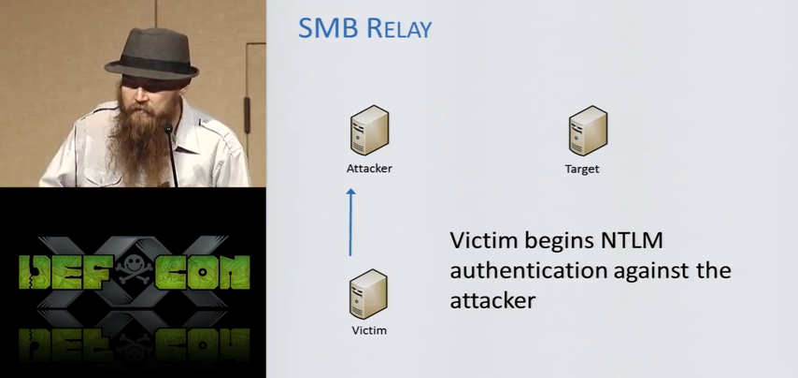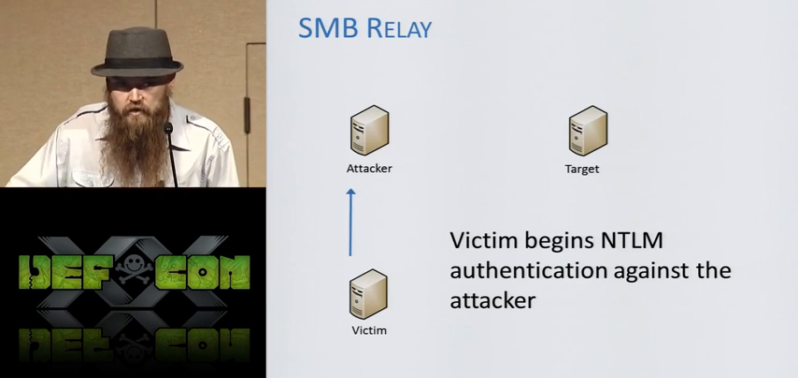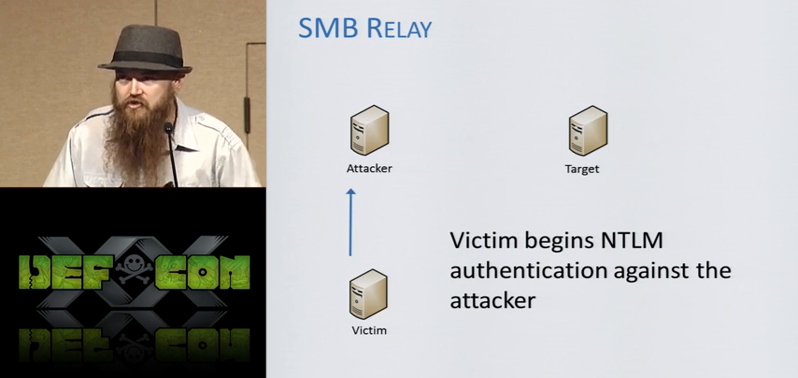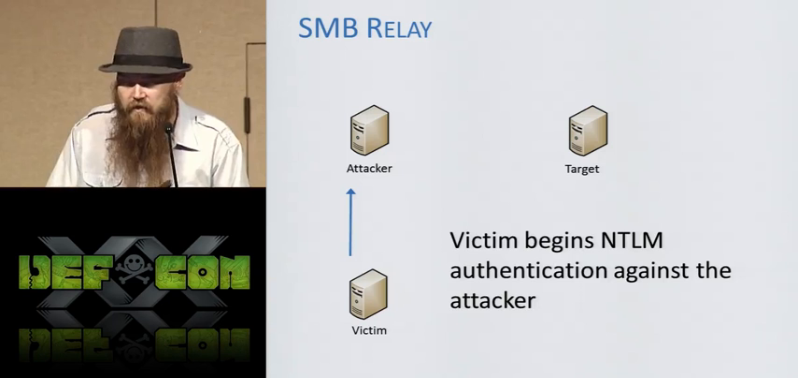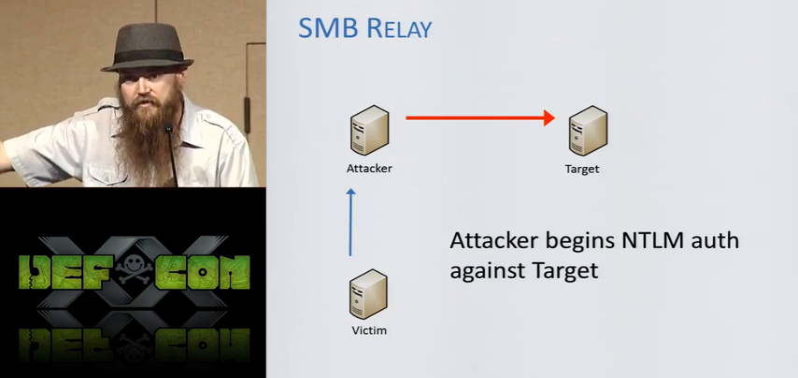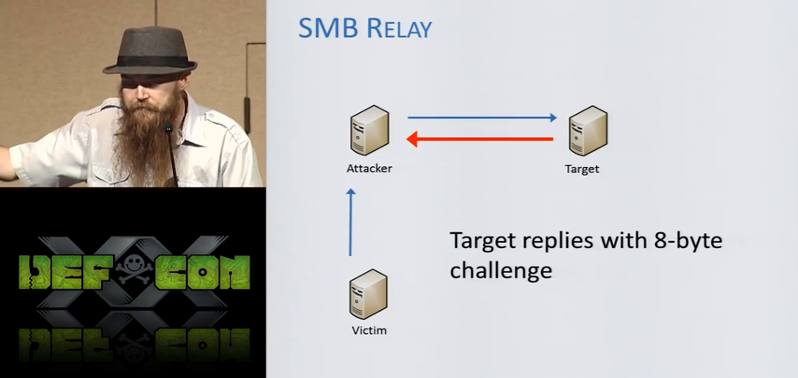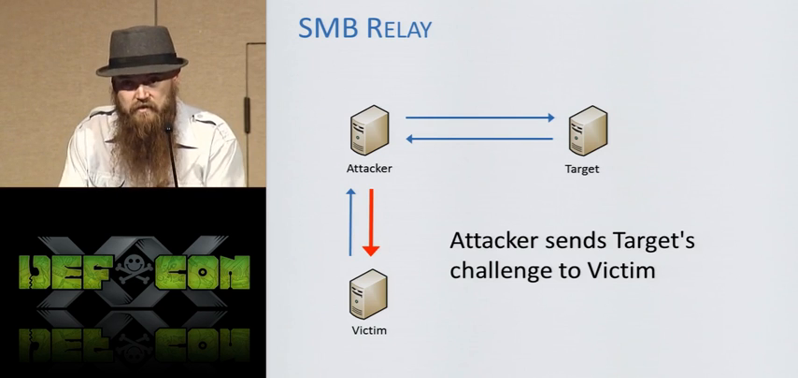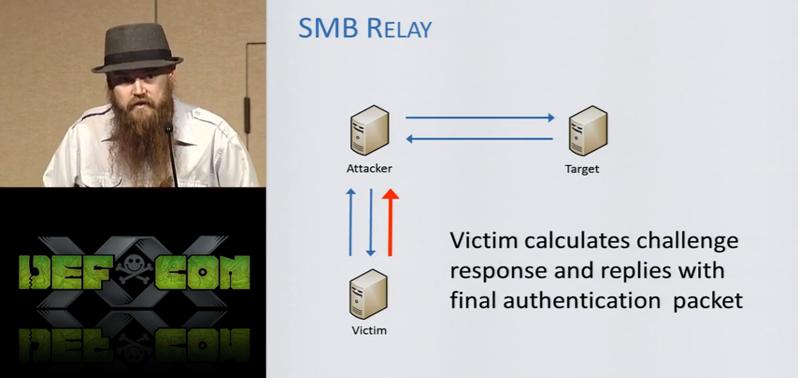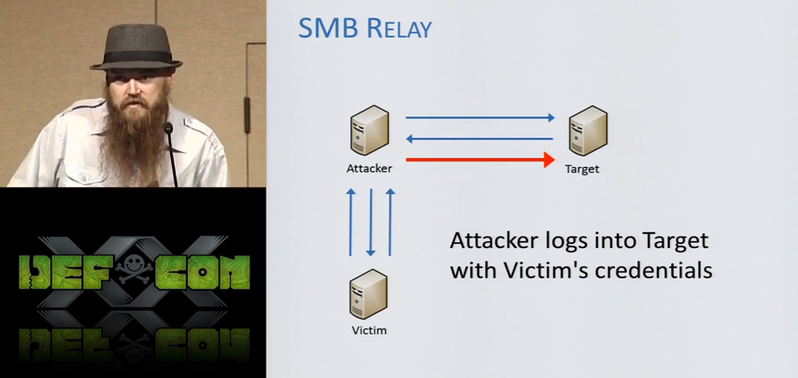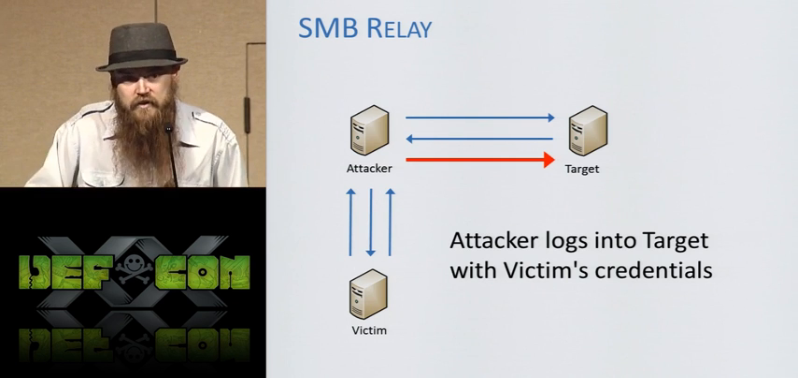A victim talks to some attacker machine, and it doesn't matter why it's talking to that machine, just for some reason it's calling out to this box. It attempts NTLM authentication. So the attacker just sends that same packet straight over to a target, and he wants to own that target. The target sends back an 8-byte challenge. We send that same challenge to the victim. The victim calculates a response for that challenge, sends it to us, we pass it on. Now we're logged into the target as whatever the victim user was.